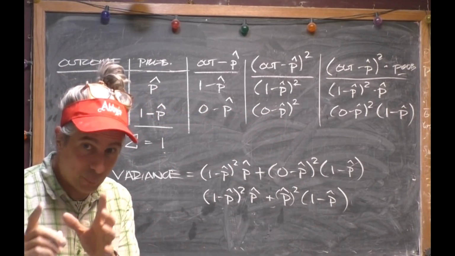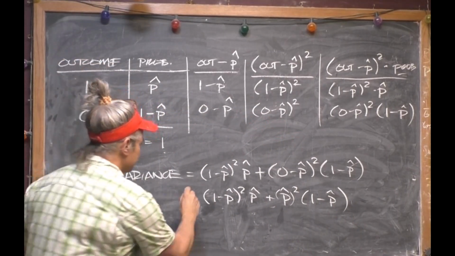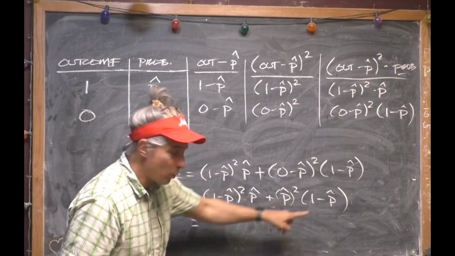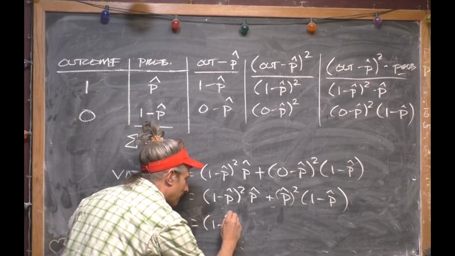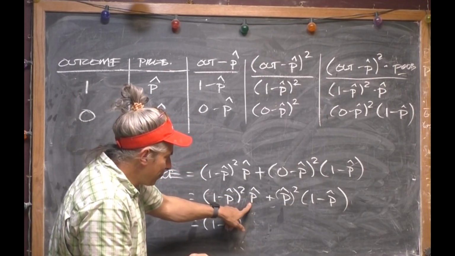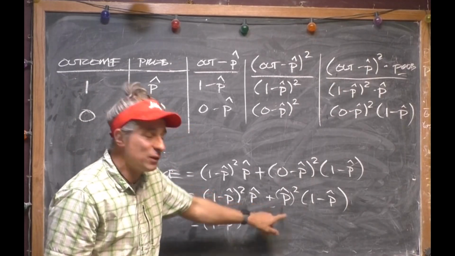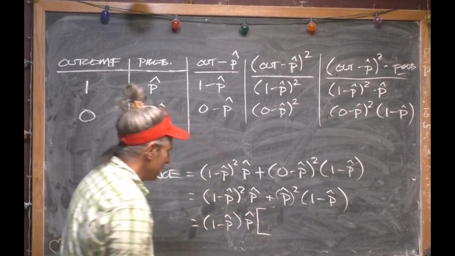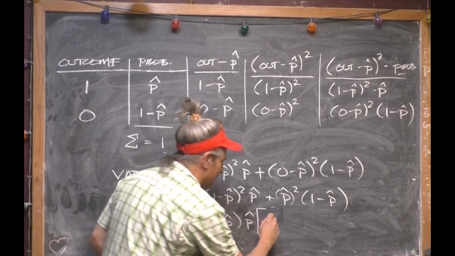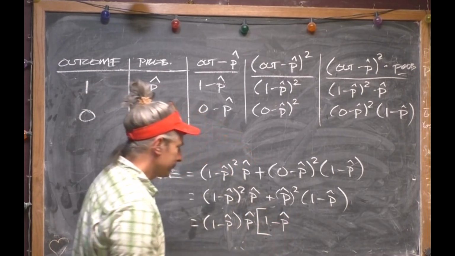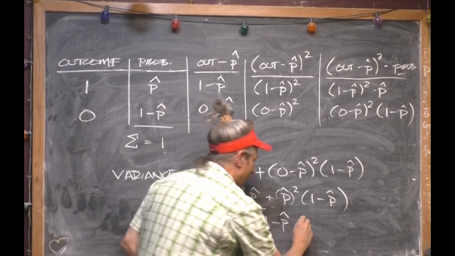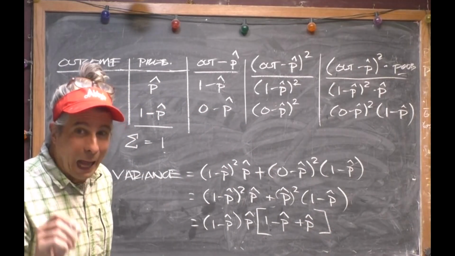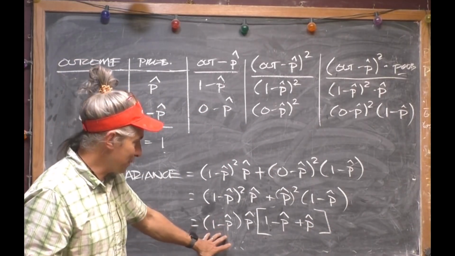Now I like this algebraically because now, check this out. I can pull one of these (1 minus p hat) factors out, and I can also pull one of these p hats out. What gets left behind is this 1 minus p hat here, and that p hat there. And now what is really cool, leave this alone. That should look familiar to you.